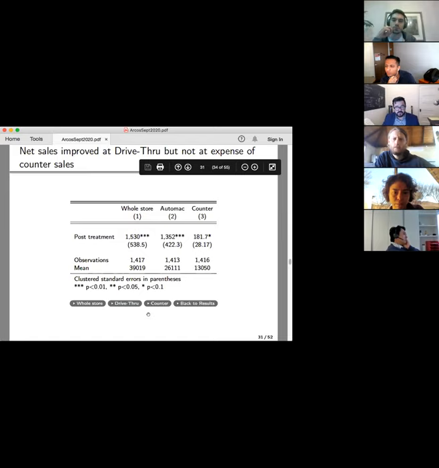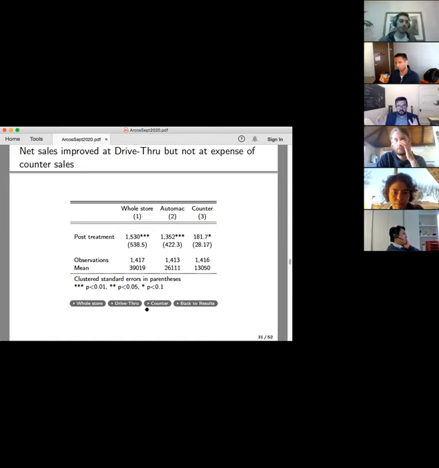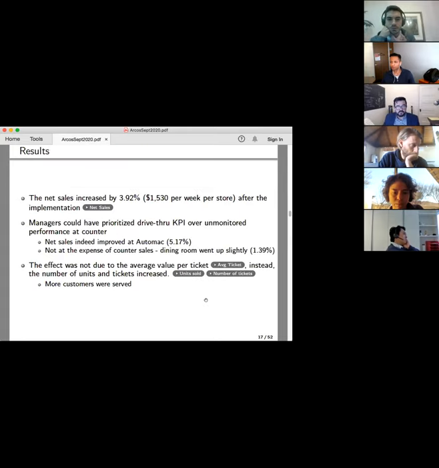So this was like the first puzzle. Why do net sales go up at the automatic and at the counter? Because of course managers could have prioritized the drive-through KPI over monitoring performance at the counter, right? But what we show is that net sales basically improve at the automatic and also at the counter.